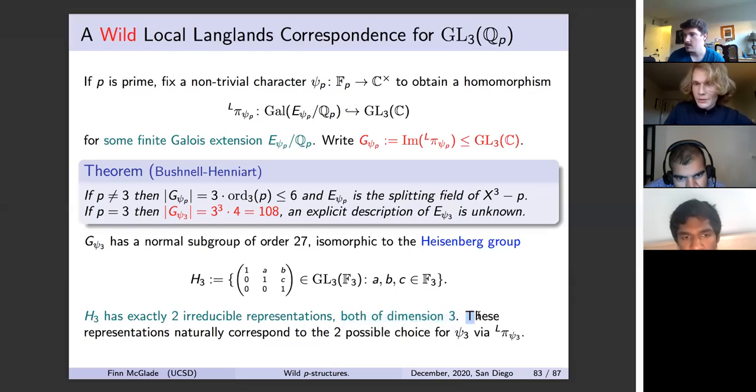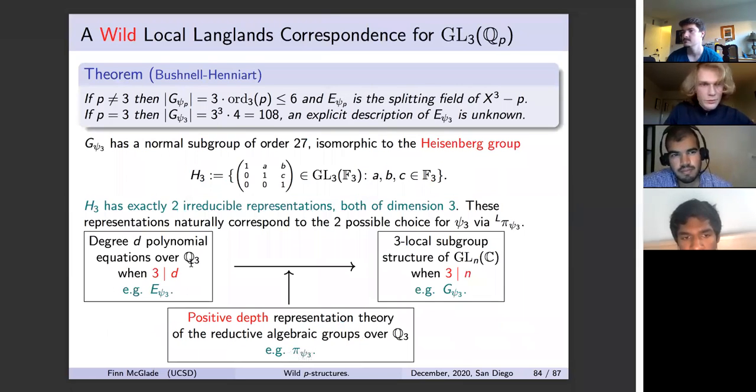At some point I gave a talk where I explained this very last sentence. But the idea is that these 2 irreducible representations naturally correspond to the 2 possible choices of psi3. So there are 2 possible homomorphisms from F3 into C cross. They're just the 2 non-trivial third roots of unity.